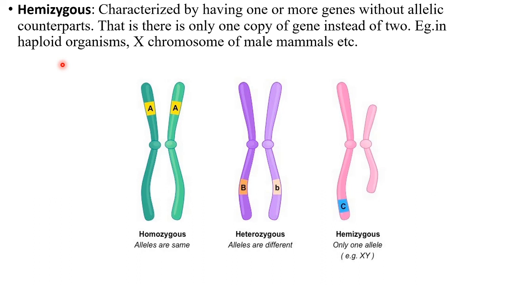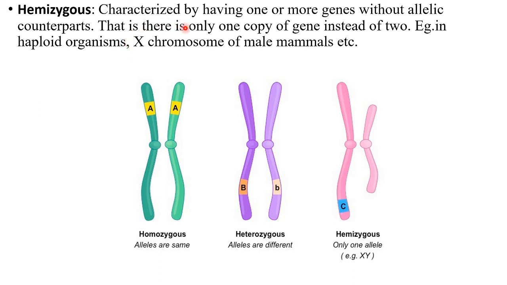Next important term is hemizygosity, and it is the condition in which one or more genes are present in only one copy instead of two copies, unlike in homozygous and heterozygous condition.